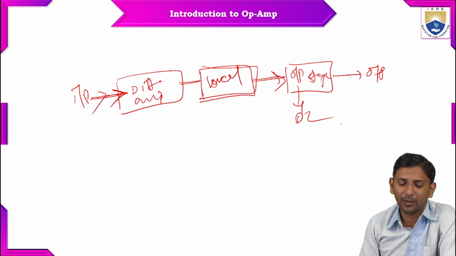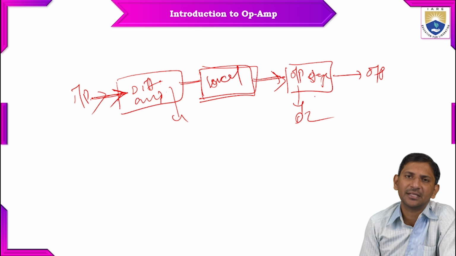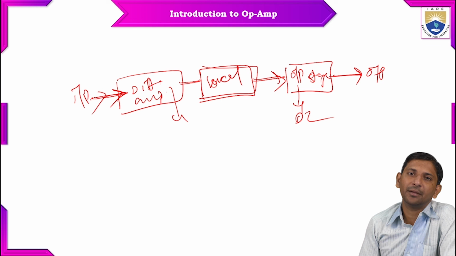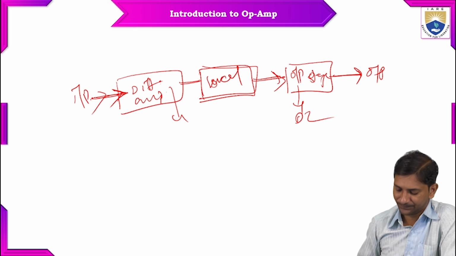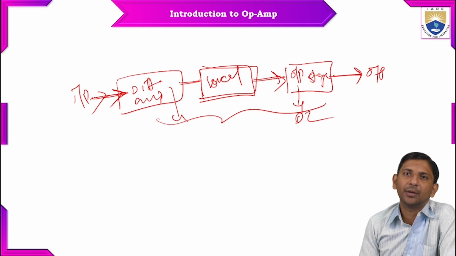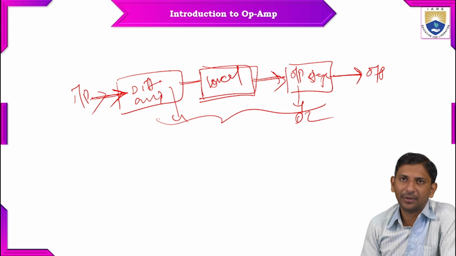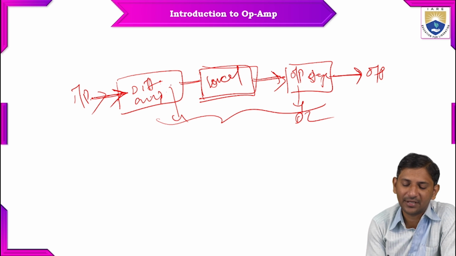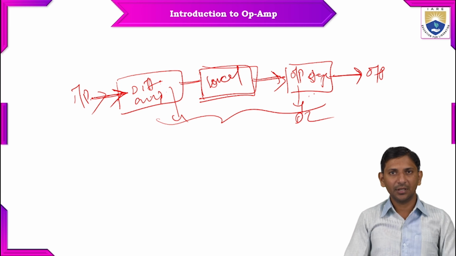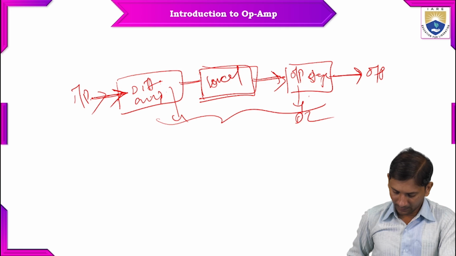We will discuss each and every block individually with respect to the circuits, and we'll derive that, and finally we'll get the maximum gain of output. So these are the three basic blocks to design an operational amplifier: the differential amplifier circuit, the level translator circuit, and the output stage circuit.